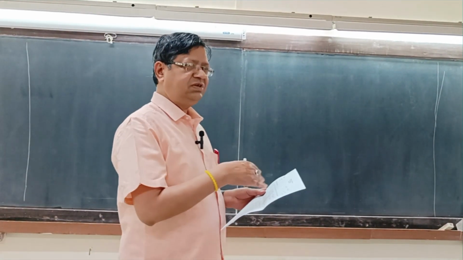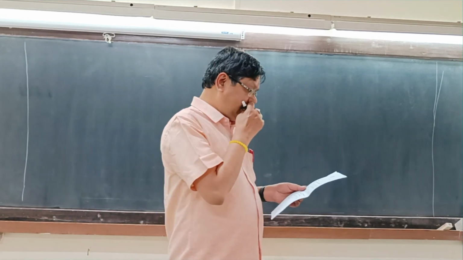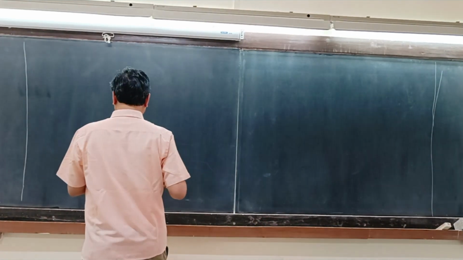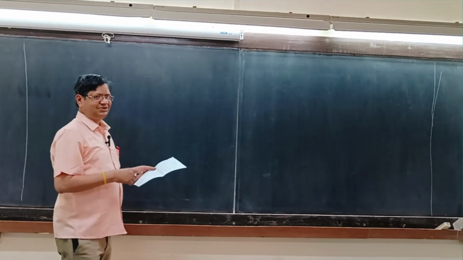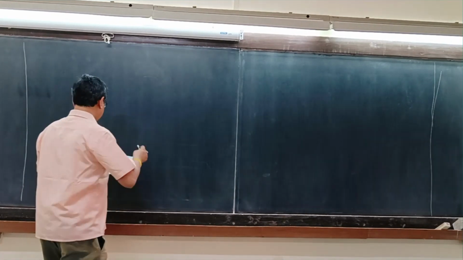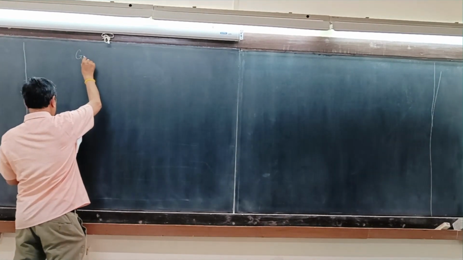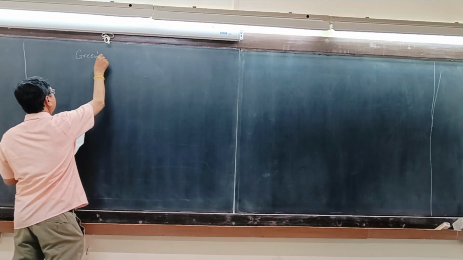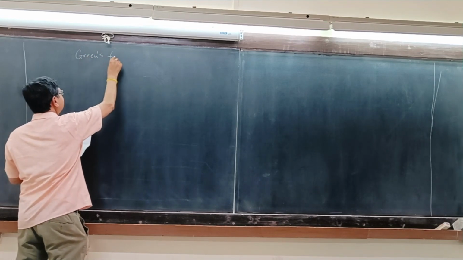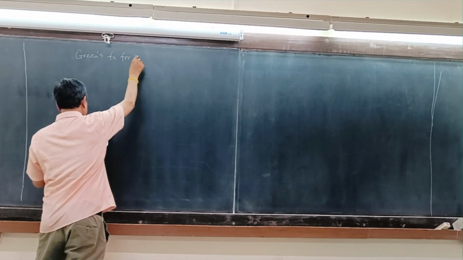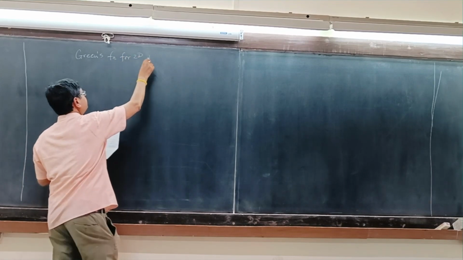So I'll solve these questions of the midterm. I'll also write some parts of the question. Okay. So Green's function. This is the objective part: Green's function for the 2D Poisson equation.